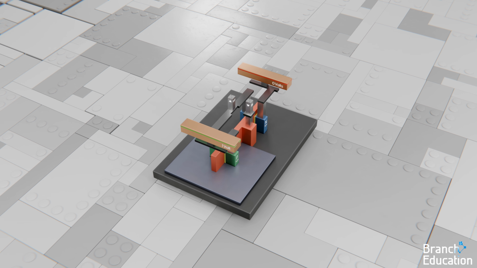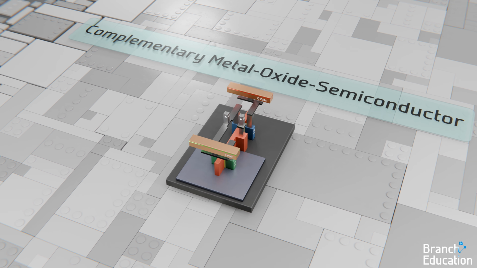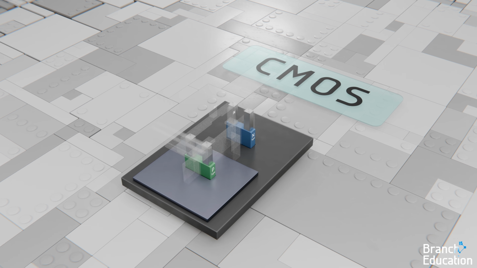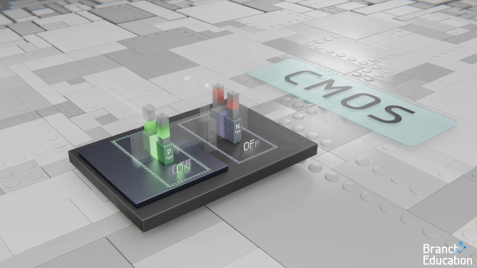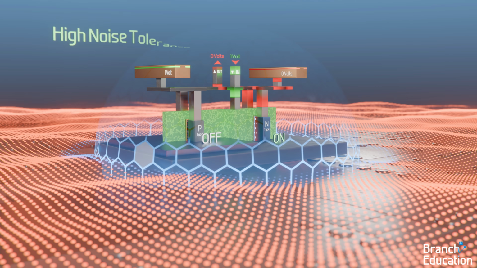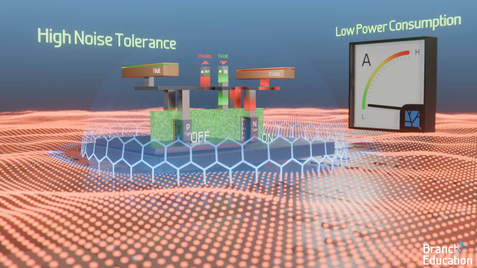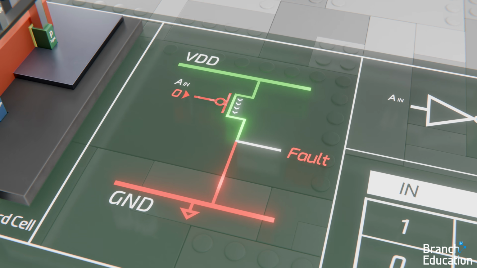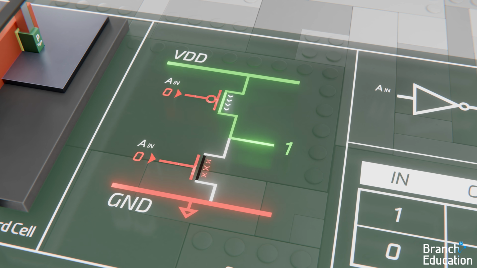The first is that this circuit is called a complementary metal oxide semiconductor, or CMOS circuit. This is due to the 2 types of transistors, N-type and P-type, functioning opposite each other. These circuits have a high noise tolerance and low power consumption because one of the pairs of transistors is always off. And, if designed correctly, there is never a path between the 1-volt rail and the ground rail.